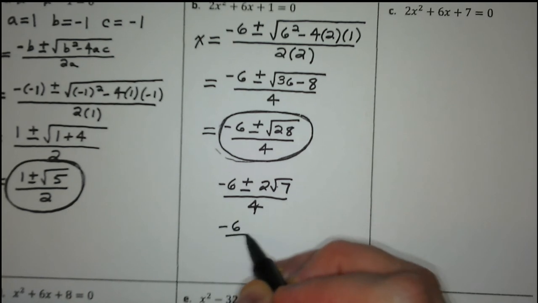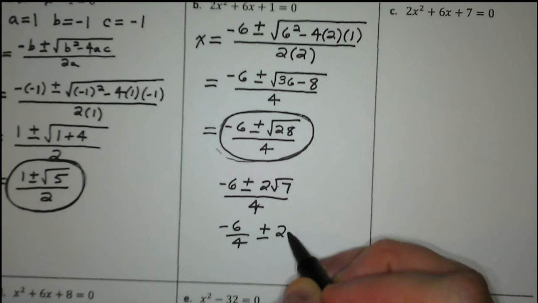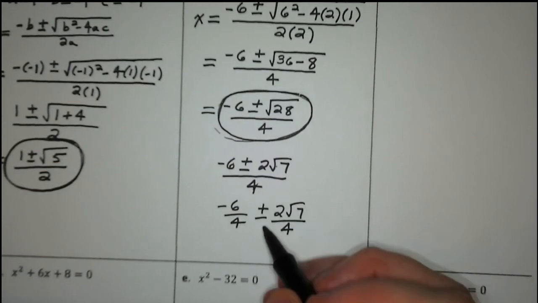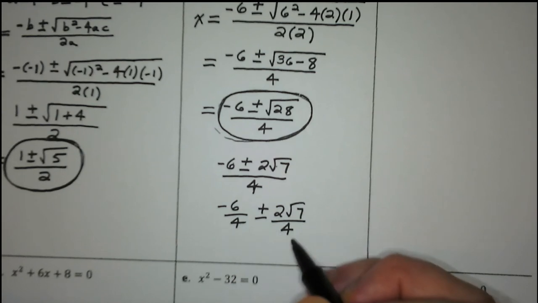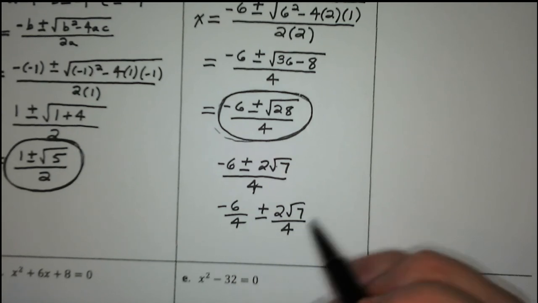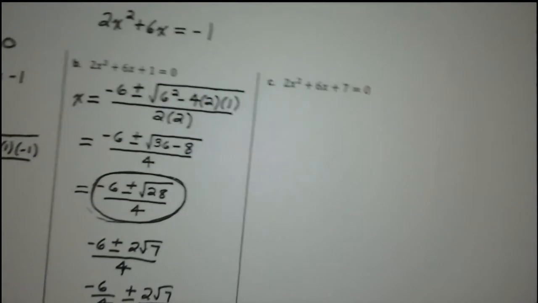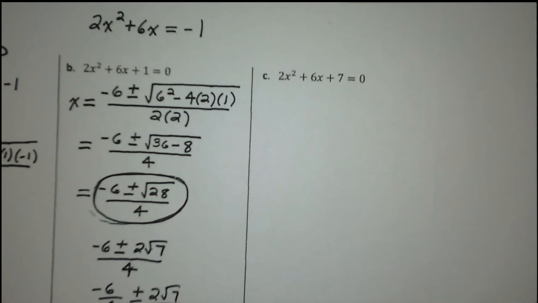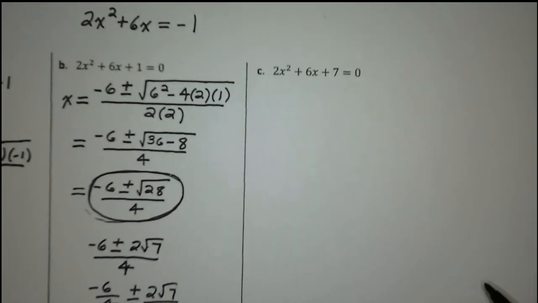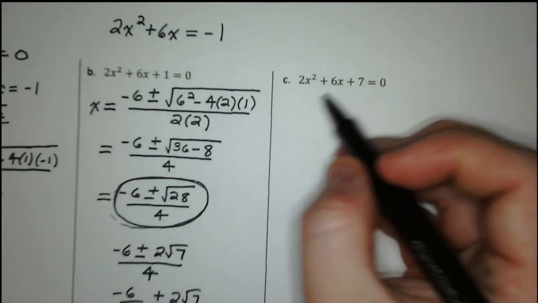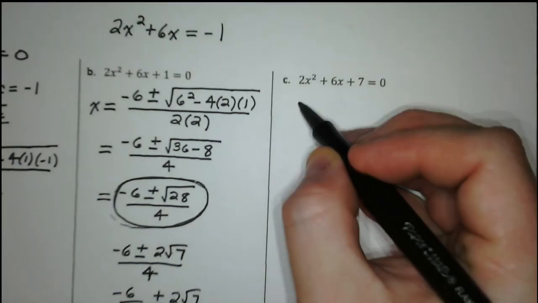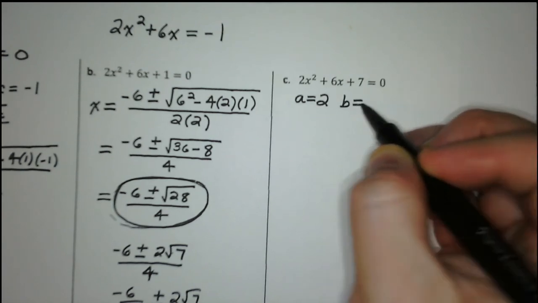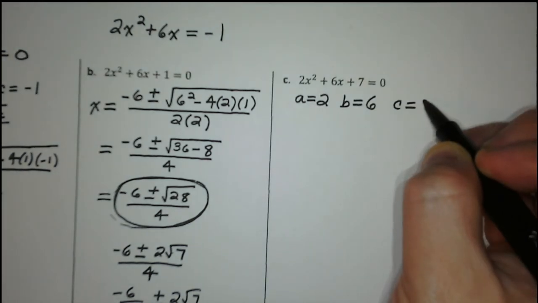Negative 6 over 4 plus or minus 2 root 7 all over 4. And then I'll just stop right here, but this keeps simplifying. This reduces, but again, I'm not going to hold you guys to the highest of standards, considering all of our dynamics going on here. Example C, let's see what happens. So once again, A equals what? 2. B equals 6. C equals 7.